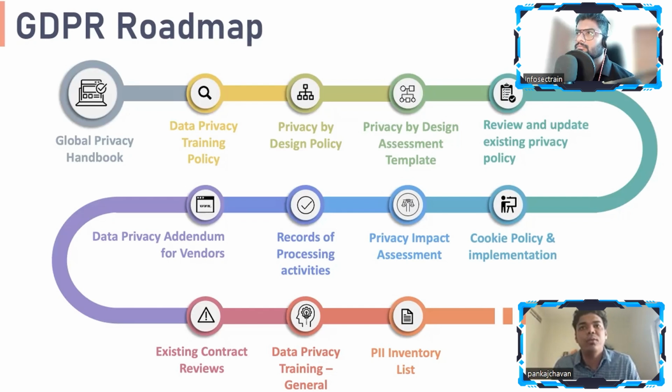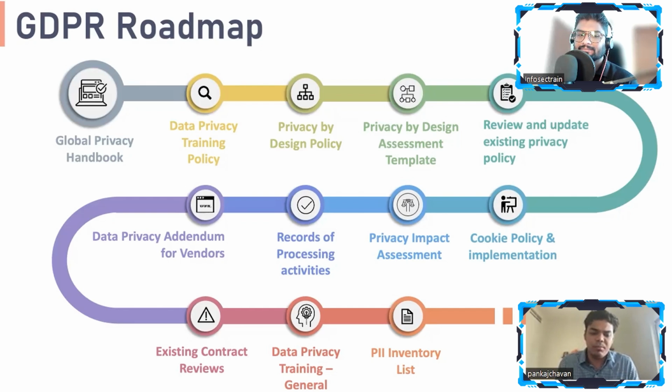I remember when I was working with Khaleej Times, a newspaper company, I had a 135-page global privacy handbook. It was so comprehensive, and it was very good actually. I was very proud of myself for making it because it had very intricate details about what needs to be done and how it needs to be handled, and so on.